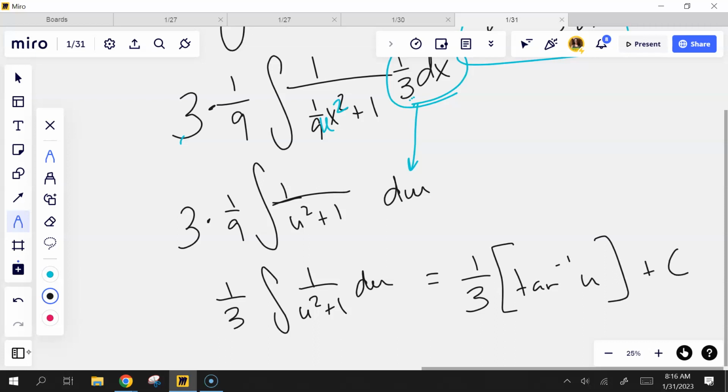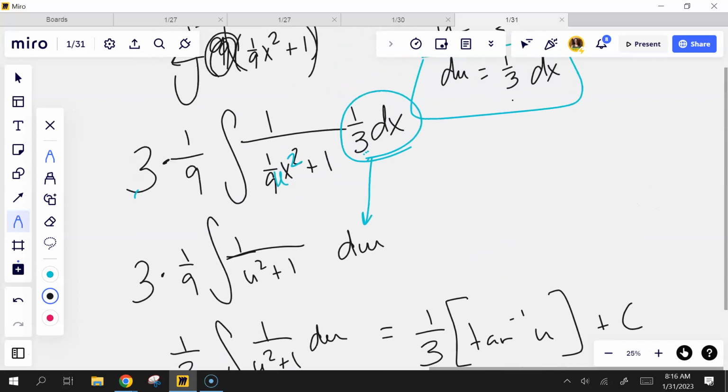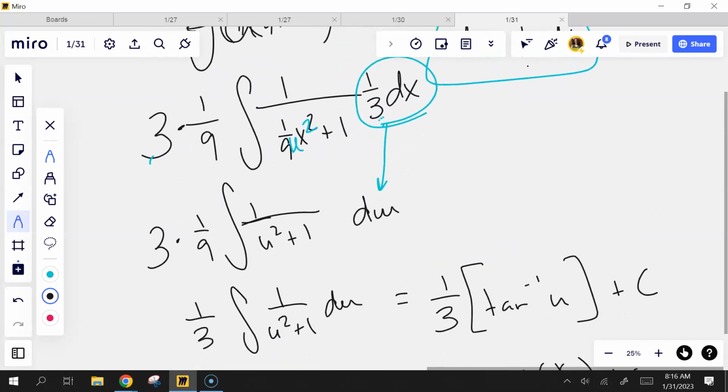Now I can plug that u back in. That one was tough. These are easier if they give you the u. If they didn't give you the u, that's terrible.